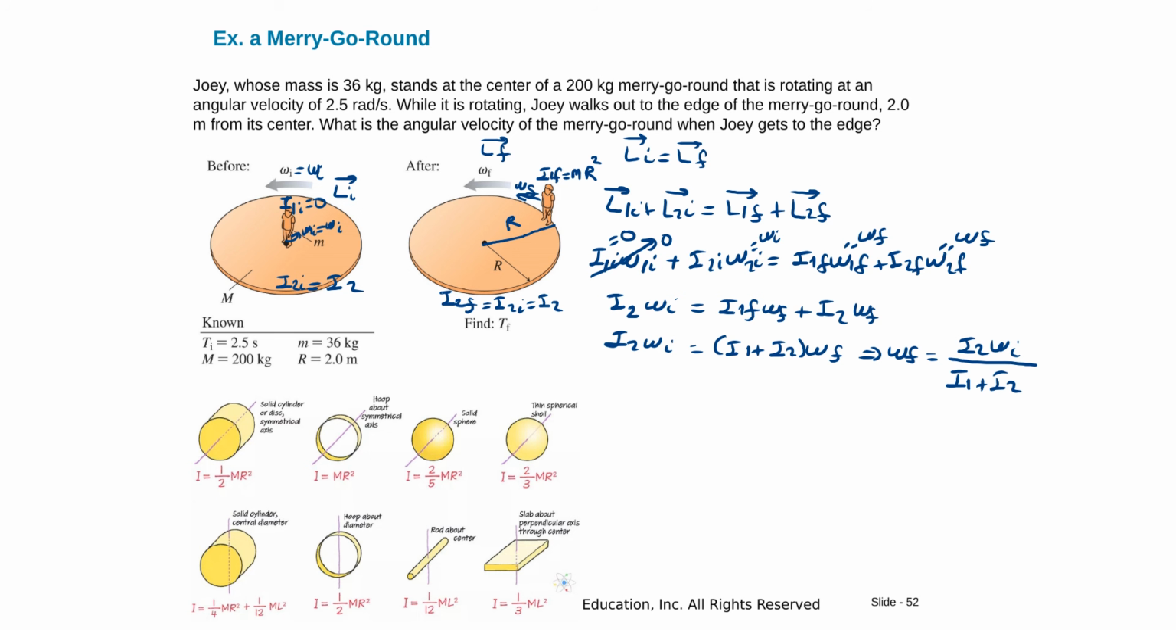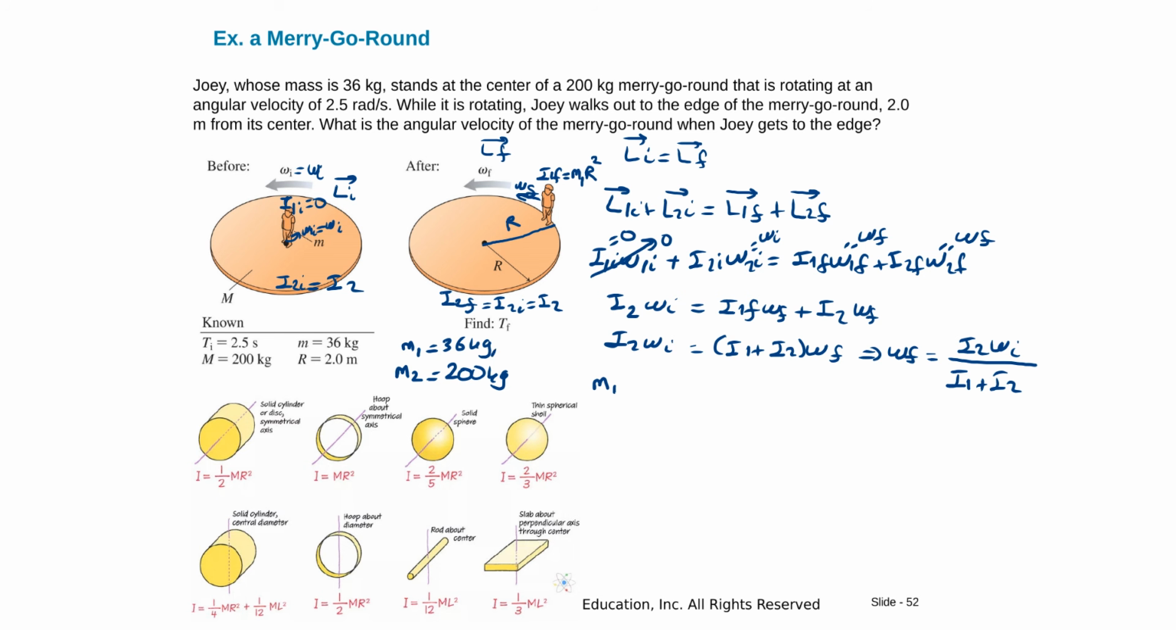The given value is Joey's mass, 36 kilogram. I'm going to take Joey's mass as M1 here. Let's put them over here, but I'll call them by new names. M1 is 36 kilogram. I'm going to need this for calculating I1 final. The merry-go-round will be M2, 200 kilogram. It's rotating at an angular velocity of 2.5 rad per second.